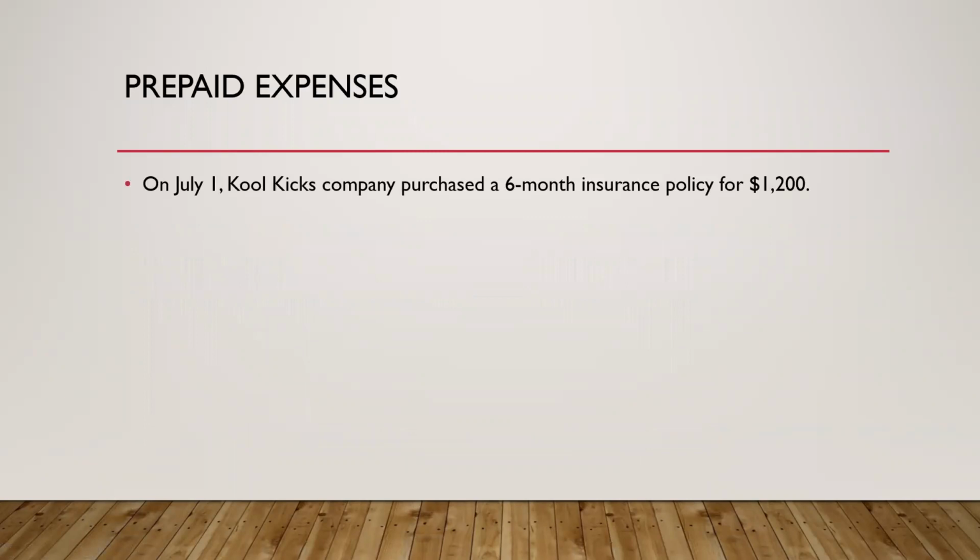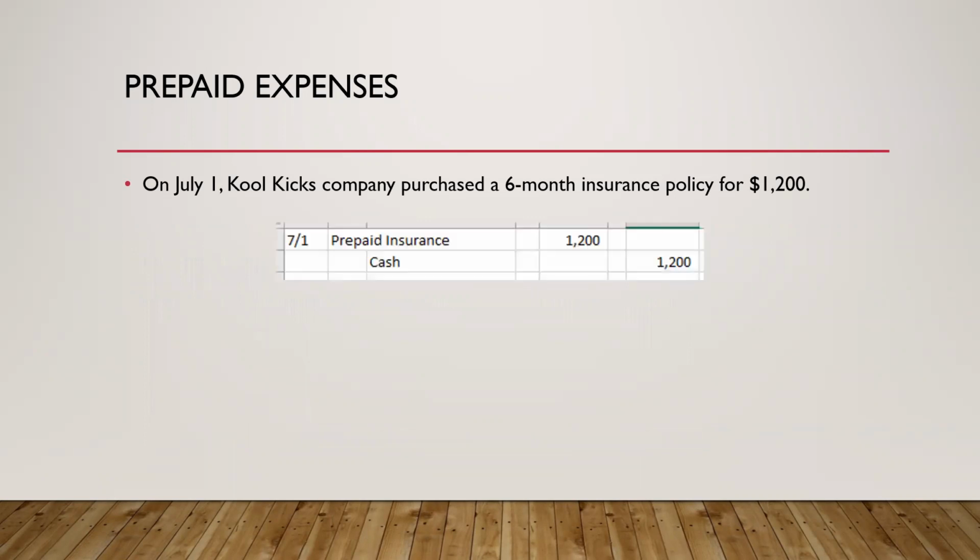So let's look at prepaid expenses first. With a prepaid expense, this is something that we have paid for already, but we haven't received the benefit of using that item. So in this first transaction on July 1, Cool Kicks Company purchased a 6-month insurance policy for $1,200. If we were to do the journal entry for this transaction, it would look like what you see on the screen there. This is not an adjusting entry.